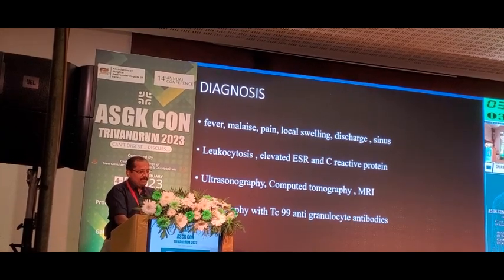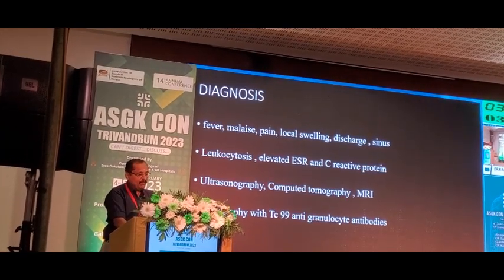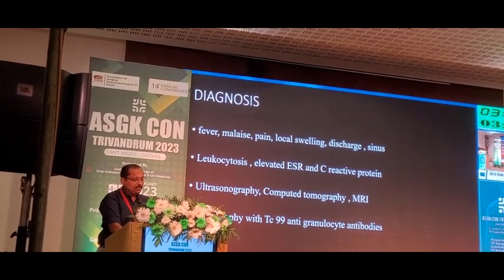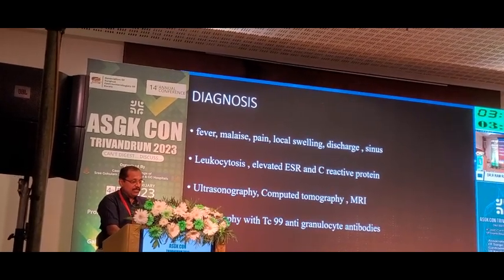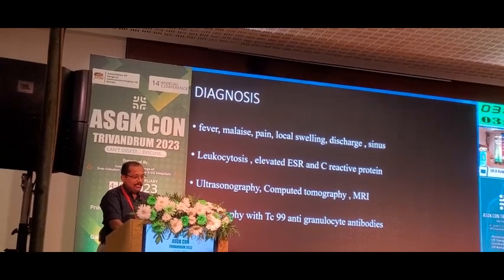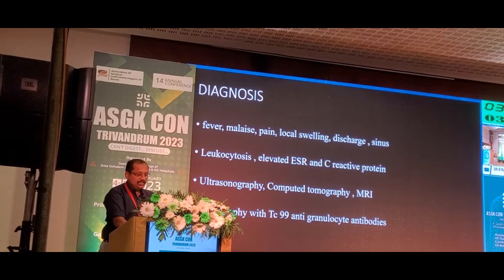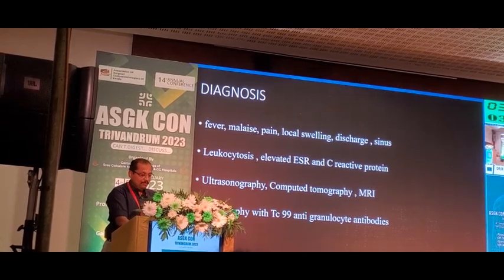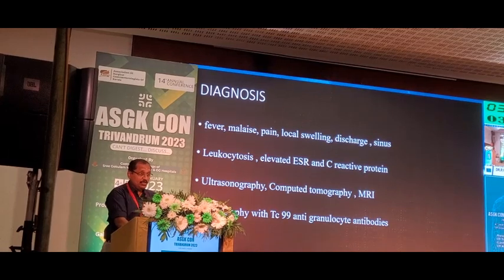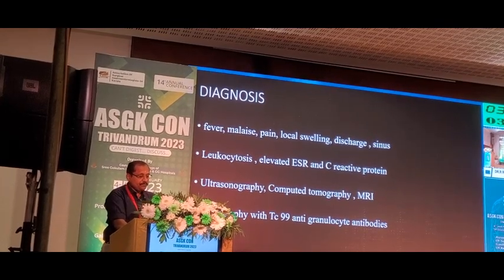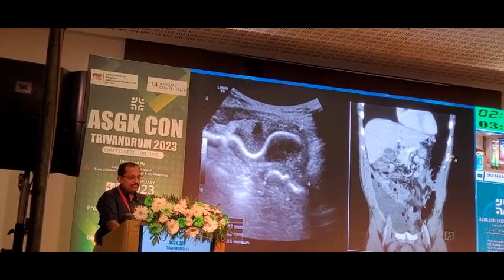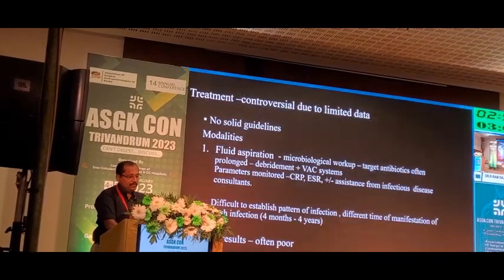Coming to the diagnosis, we have symptoms and signs of fever, malaise and all that. Leukocytosis and elevated ESR are identified. Basic tools that you utilize for the diagnosis are ultrasound, CT and MRI. A technetium 99 anti-granulocyte antibody scintigraphy at times becomes helpful to define exactly whether there is an existent infection or is it an allergy. This is an ultrasound showing a floating mesh. The other one is a CT with a prepectoral collection.